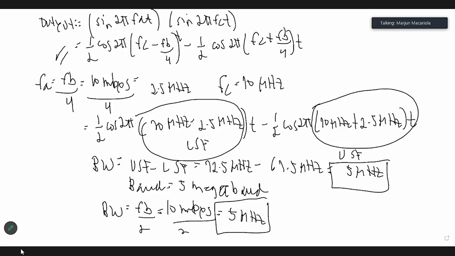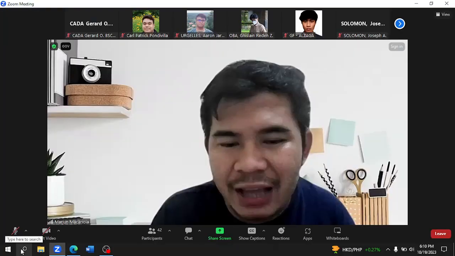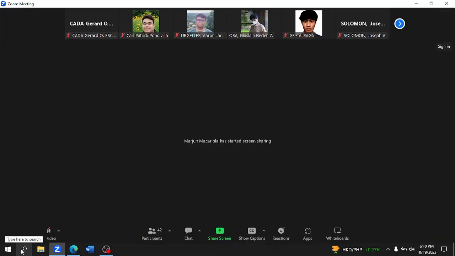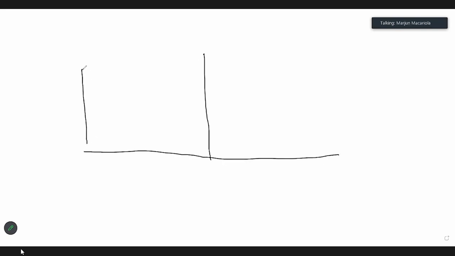if you are asked to find the output spectrum naman, tinuro ko na din to, pero I'm sure hindi nyo na ulit alam. So if you are asked to find the output spectrum, what you're going to do is to draw the USF and the LSF.